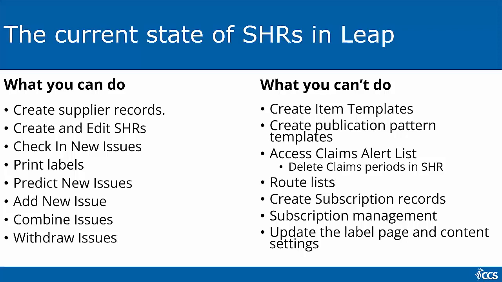And you also need to still use the client to access route lists, subscription management, and the claims alert list or claims reports and notices. You also still need to update the label page and content settings in the client, but you can print your serial labels from LEAP when you check in the record.